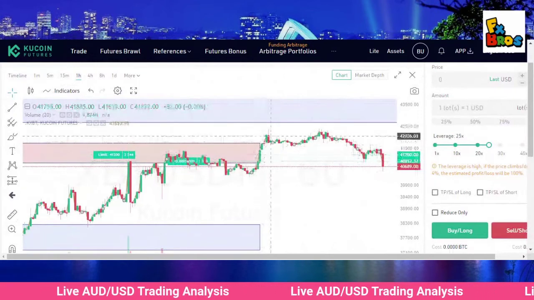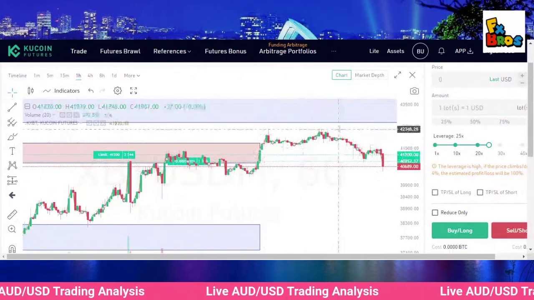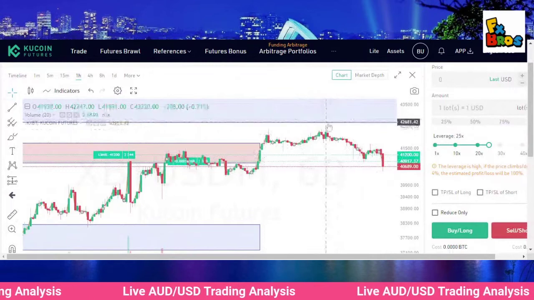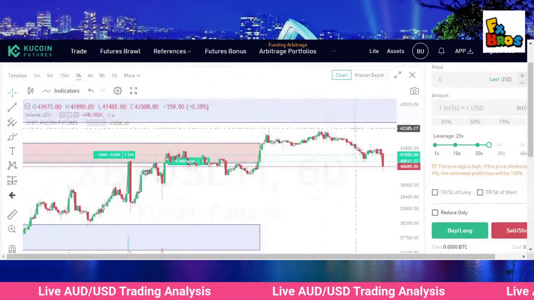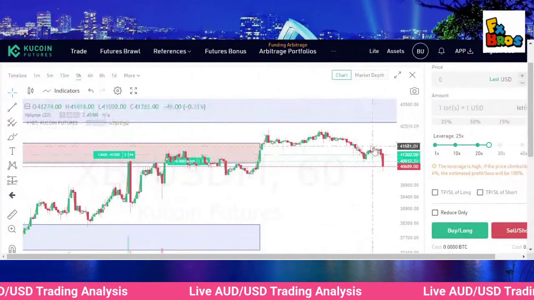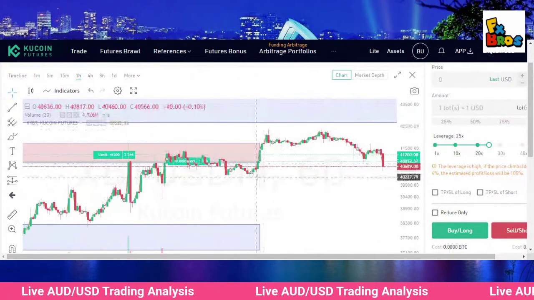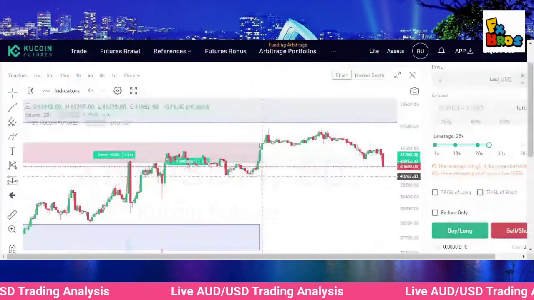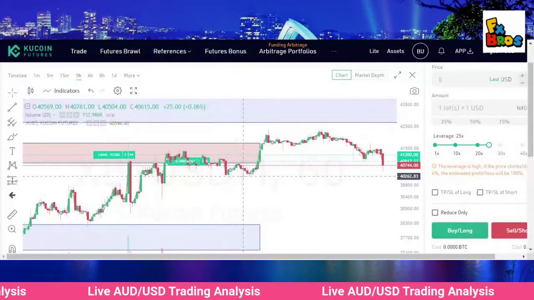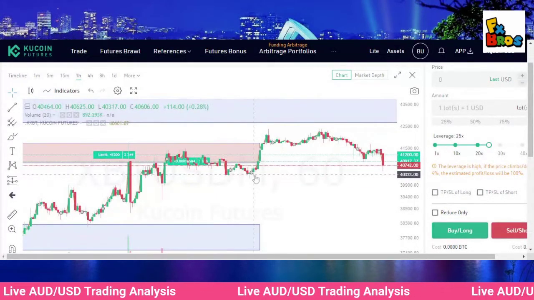But yeah, I was in buys all up in here, but I was expecting it to go into this area. I was gonna take profit up in there, but it's starting to turn around. I just don't want it to break these lows. That's when I'm gonna really get out, and that's at like 40,200.